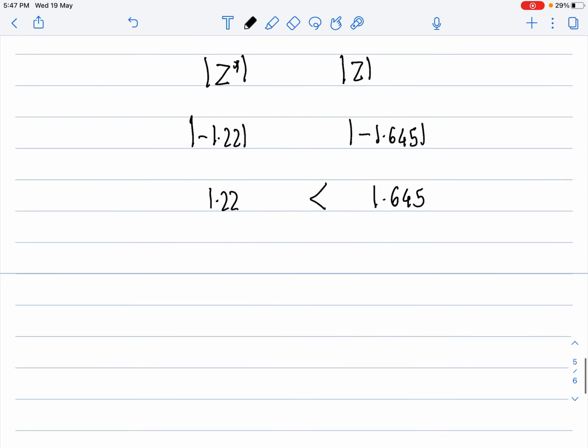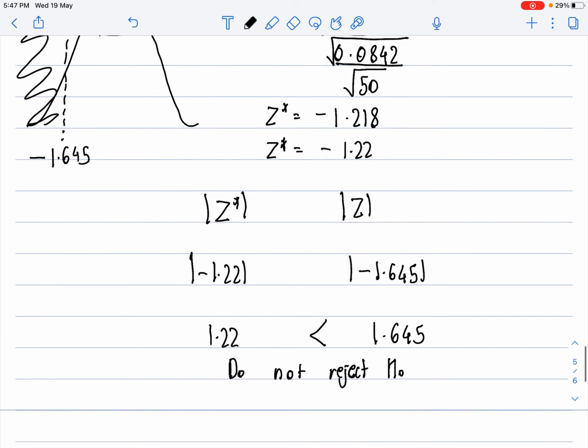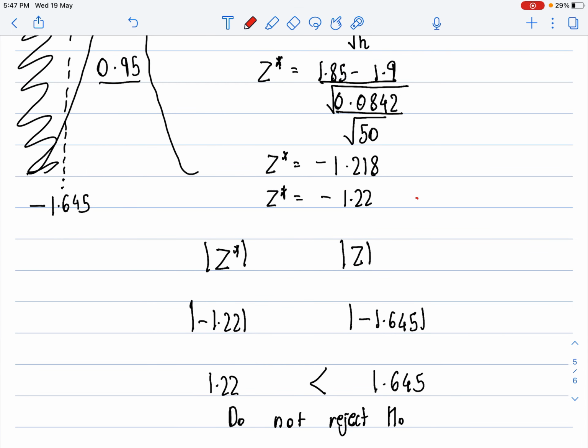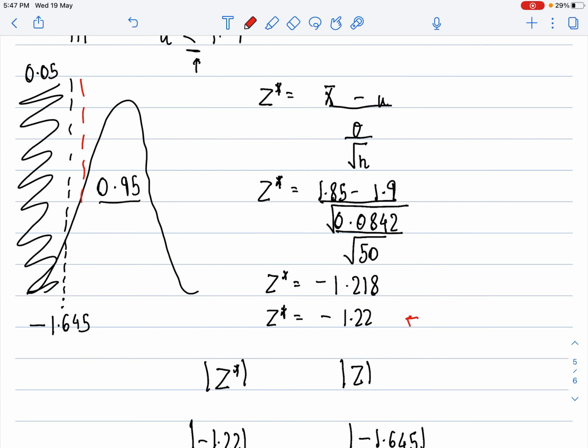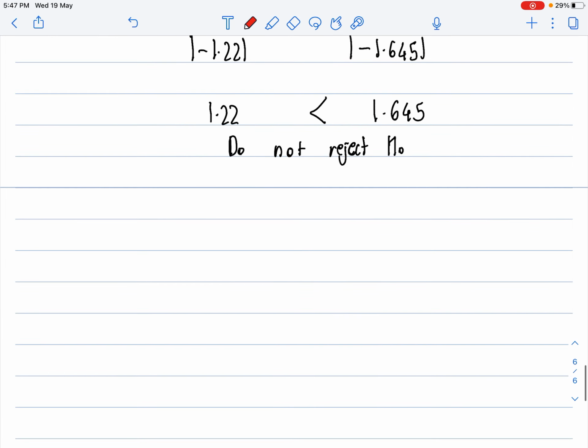That means I do not reject my null hypothesis. Why? Think about it graphically. I know the negative 1.22 lies somewhere here, and I know my critical region is below or less than minus 1.645. So minus 1.22 does not lie in the critical region. That means I can say that there is no evidence of a decrease in average time. This is what I can claim.